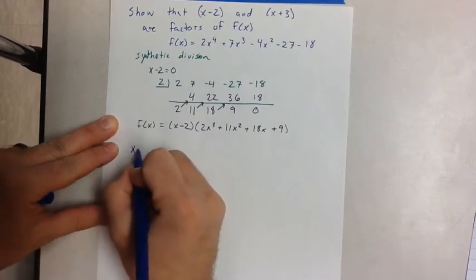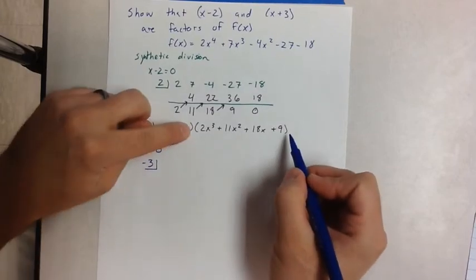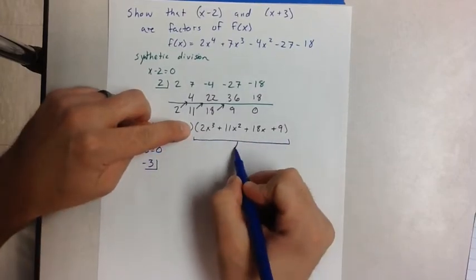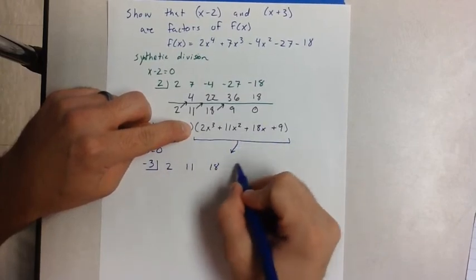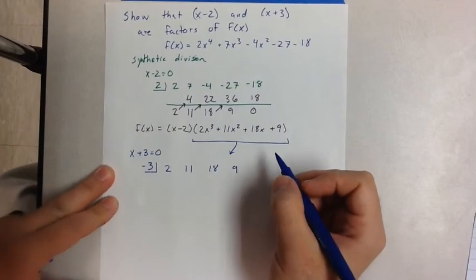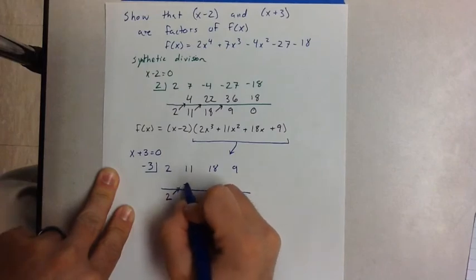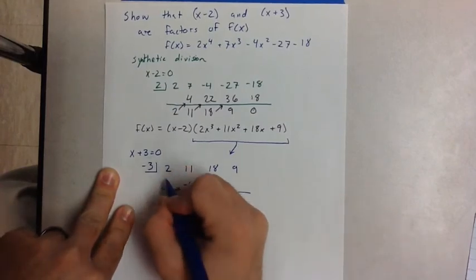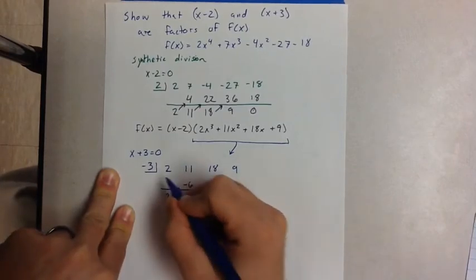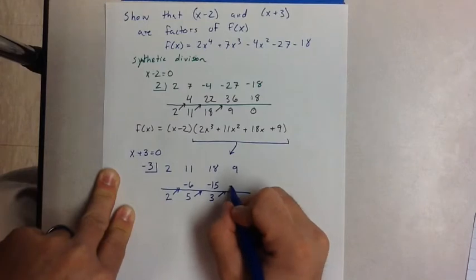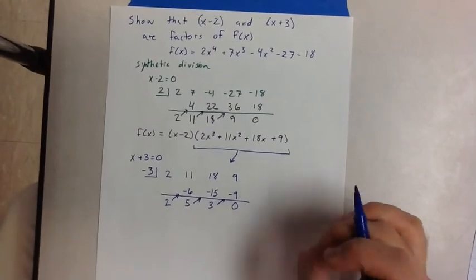So we're going to take x plus 3, which gives us a 0 of negative 3, and we're going to utilize this new polynomial we got previously. So that would be 2, 11, 18, and 9. Okay, let's work through this. Drop the 2, get negative 6. Negative 3 times 5 is negative 15. Negative 3 times 3 is negative 9, which gives us 0. Okay, which is again exactly what we wanted.